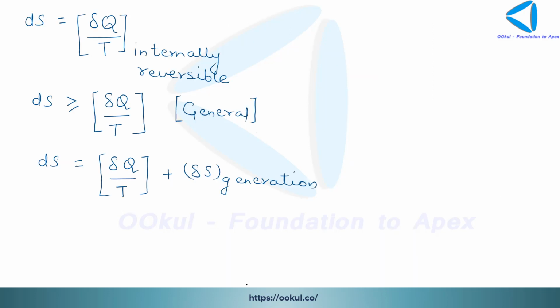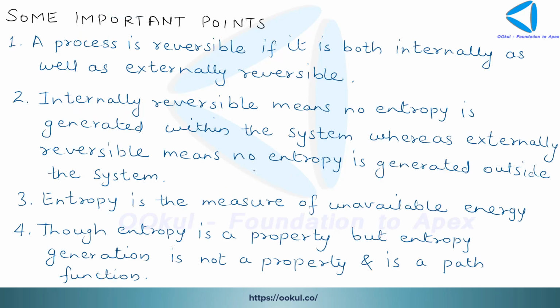Now this is for an internally reversible process. I have summarized it here for a general process. Since the left hand side is greater, we must add something to the right hand side. So we add a quantity that is named entropy generation, that is, ds is equal to delta Q by T plus entropy generation.